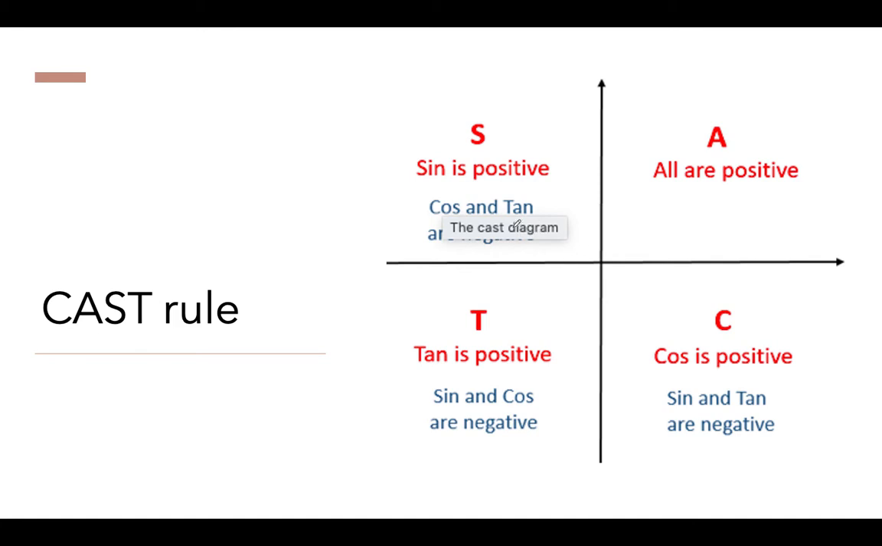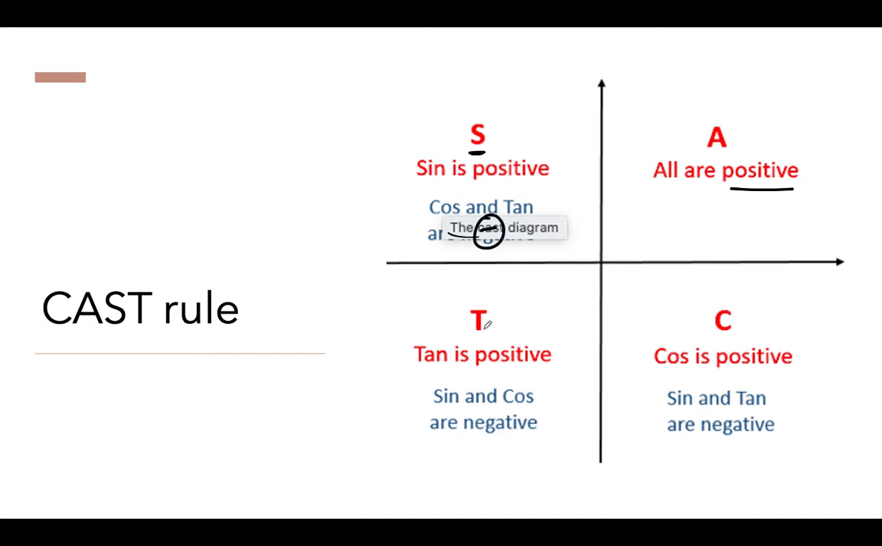Before we go over this, this is a CAST diagram. It's a little bit hidden here. What a CAST rule is: in quadrant 1, all three ratios are positive. In quadrant 2, only sine is positive, so cosine and tangent are going to be negative.